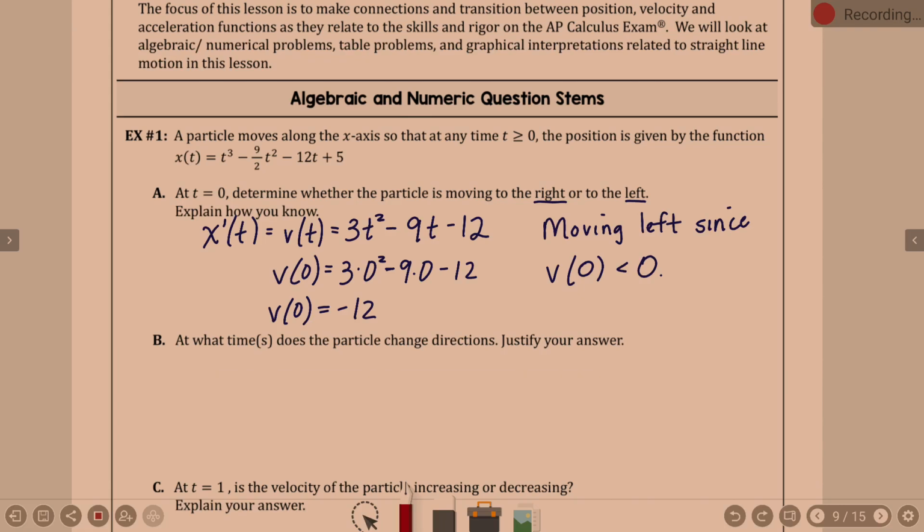Okay? At what times does the particle change directions? Find the x-intercepts. Okay. The particle can change direction when the what? Velocity equals 0. So we're going to take that velocity that we just found, and we're going to set it equal to 0. So v of t, which is 3t squared minus 9t minus 12, we're going to set equal to 0.